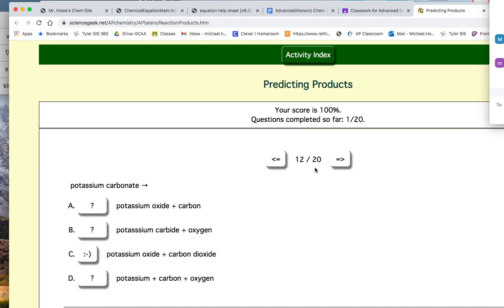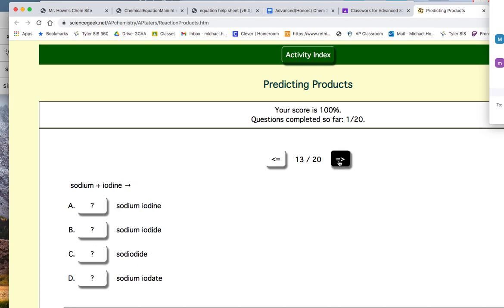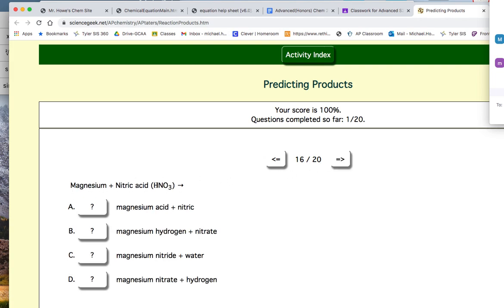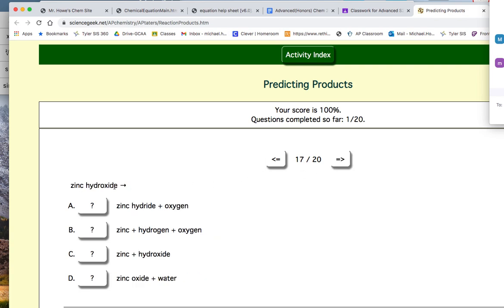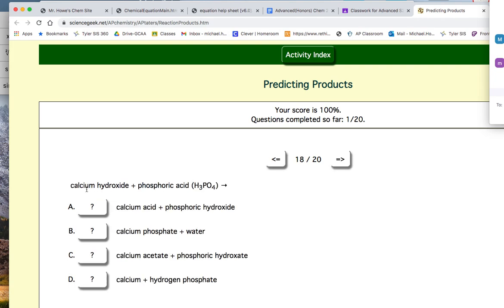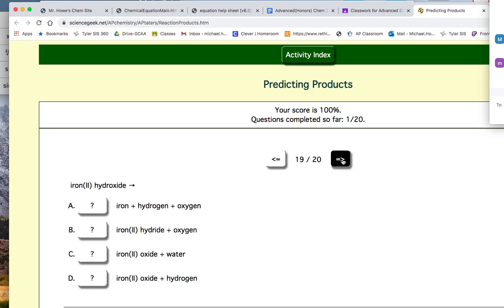Decomposition, there's only one identity over here. Synthesis, two elements coming together. Only one identity, decomposition. Two individual elements, synthesis. Single replacement, because it's an element plus a compound. Decomposition, there's only one identity. Double replacement. Iron 2 hydroxide is going to make a iron oxide in water, so that is a decomposition. And the last one is a single replacement. All right, are there questions?